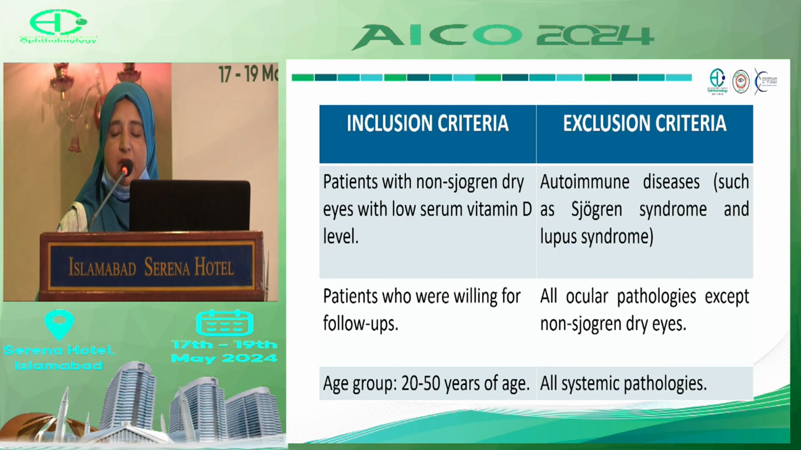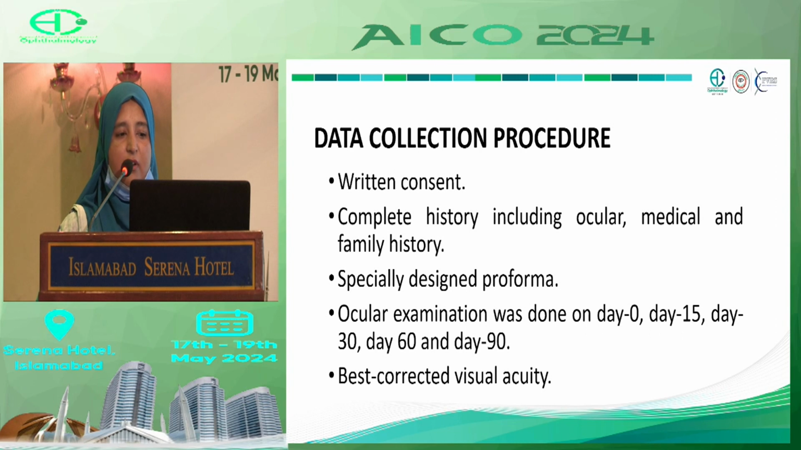All patients in the age group of 20 to 50 years who were suffering from non-Sjogren dry eye, of both genders, were included in the study, and the subjects who were suffering from any disease other than non-Sjogren dry eye disease were excluded from my study. Data collection procedure: after obtaining written informed consent, complete ocular examination, medical and family history was gathered through a specially designed proforma. Ocular examination was done on first day, day 15, day 30, day 60, and day 90. Best corrected visual acuity was also assessed.